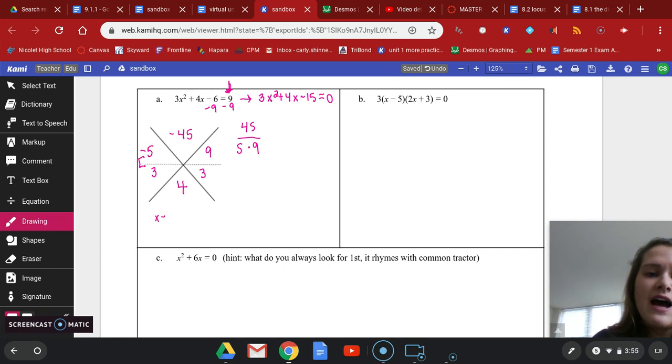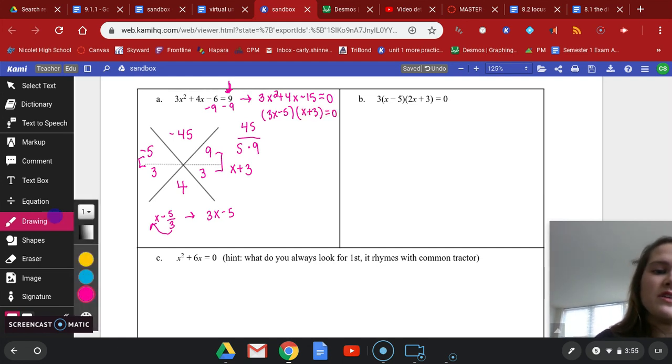-5/3. I cannot simplify that any further. So I'm going to write it like that and then slide that 3 to get 3x minus 5. 9 divided by 3, that I can simplify to be just 3. All right, so all factored out, it's going to be 3x minus 5 times x plus 3 equals 0.